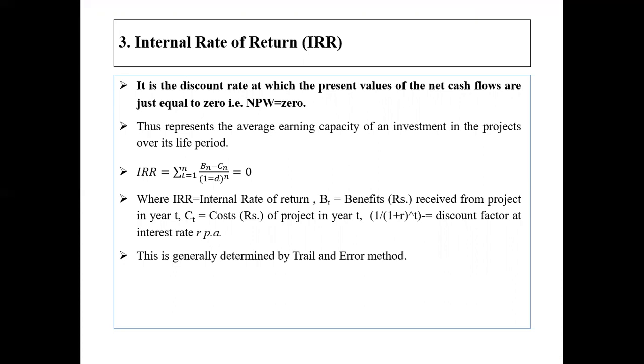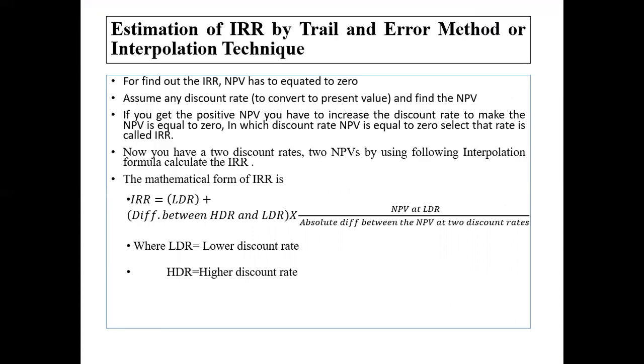For finding the internal rate of return, there is only one method, that is the trial and error method. That is also called the interpolation method. Here you randomly select one discount rate and find the NPV. If the NPV is positive, then you increase the discount rate and find another NPV, until the NPV becomes negative.